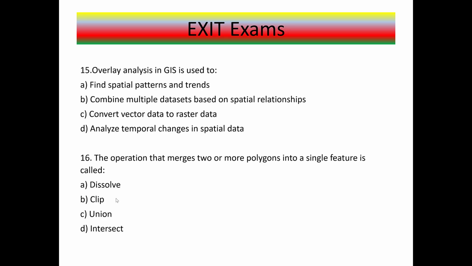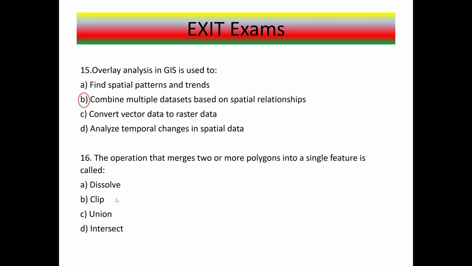Okay, 15. Overlay analysis in GIS is used to: A. find spatial patterns and trends. B. Combine multiple data sets based on spatial relationships. C. Convert vector data to raster data. D. Analyze temporal changes in spatial data. So we have to understand that overlay analysis means that we are going to compare multiple factors and combine more than one data set together. So the answer is combining multiple data sets based on spatial relationships to determine certain trends and analysis in a GIS environment.